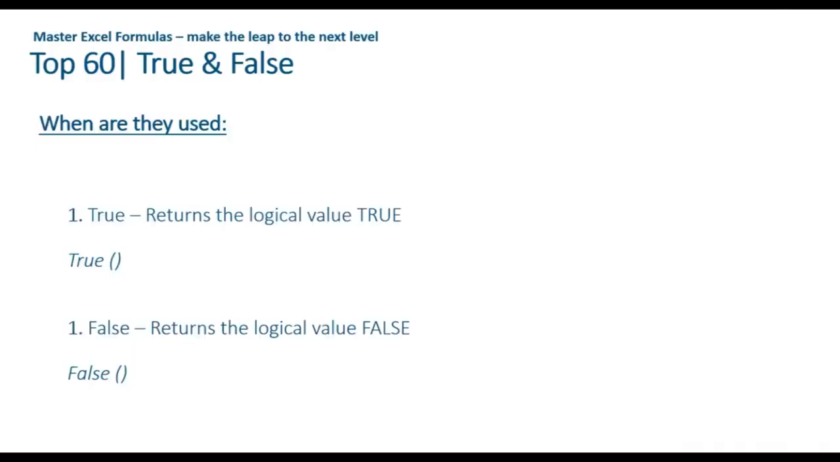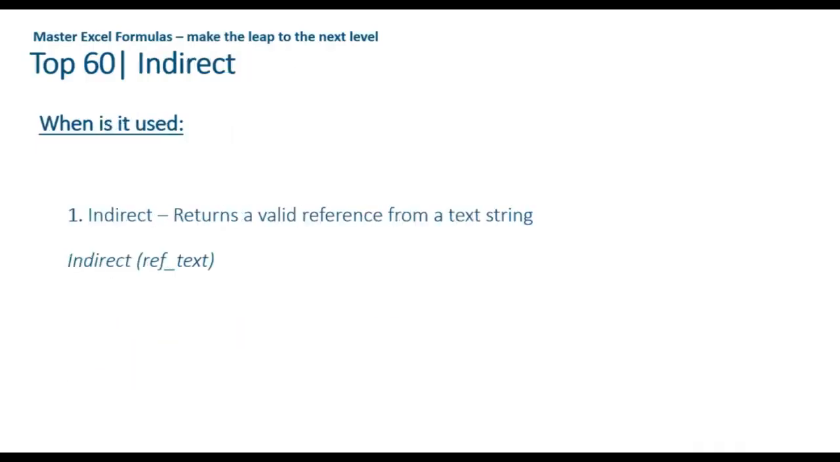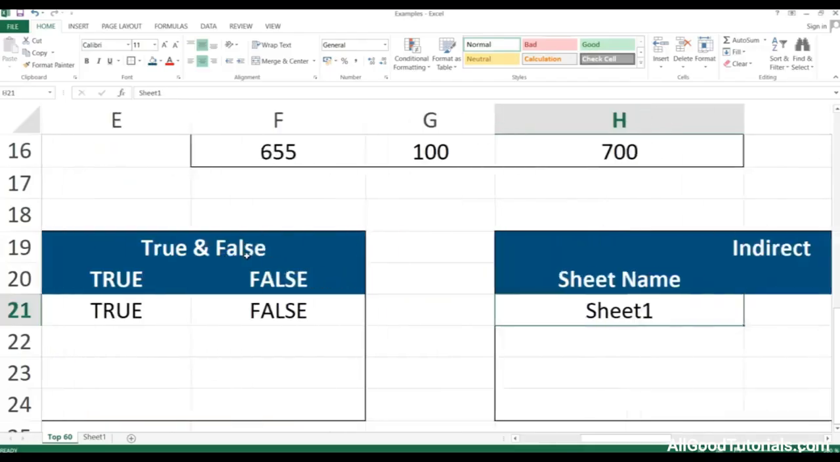So going back to the presentation, the next formula is one which is very frequently used, especially in combination with other formulas. But here I will just show you how this formula works on its own. What it does is it returns a valid reference from a text string. The structure of the formula is as shown here. All we need really is a reference text. Let me just give you an example to show you how this works.